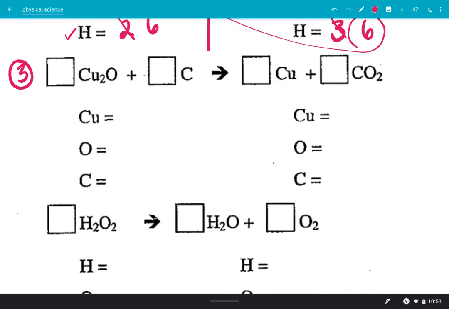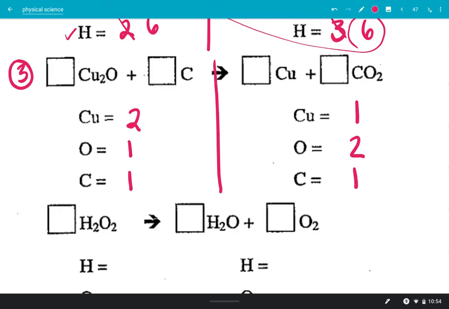So copper oxide plus carbon is going to make copper plus carbon dioxide. So the copper and carbon are switching places, being attached to the oxygen. I'm going to draw my line separating the products from the reactants. I'm going to count 2 coppers, 1 oxygen, and 1 carbon. I'm going to count 1 copper, 2 oxygens, and 1 carbon. So my carbons are satisfied. There's an equal number of carbons in the products and the reactants. My oxygen and my copper are not.